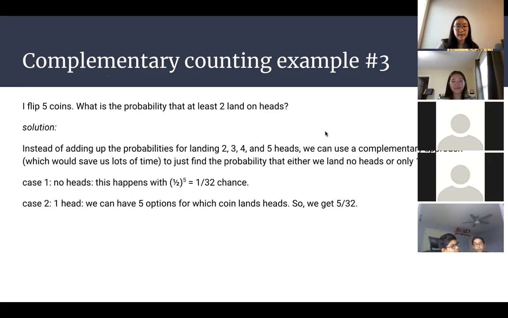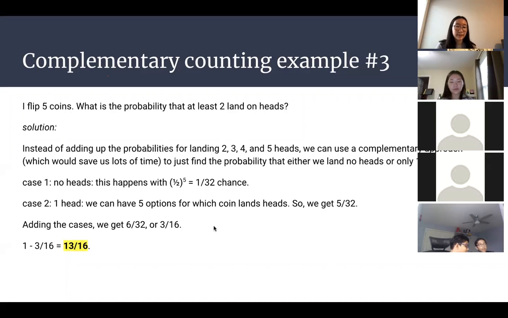And so for 1 head, there's going to be 5 options for which 1 coin lands heads, or you could do 5 choose 1, and you're going to get 5. So then we have 5 out of 32 possibilities being 1 head. And if we add them together, we're going to get 3 over 16. But wait, 3/16 is not the correct answer because remember we just found the opposite of what we're trying to find. So we have to subtract that from 1. And that means that 13 out of 16 possibilities are going to have at least 2 heads.